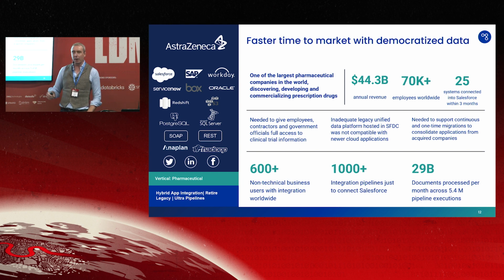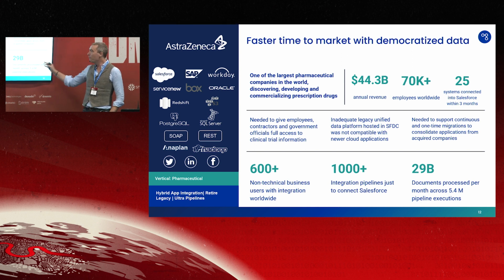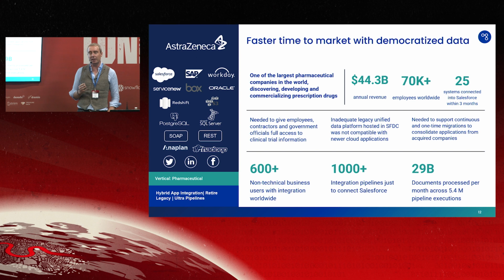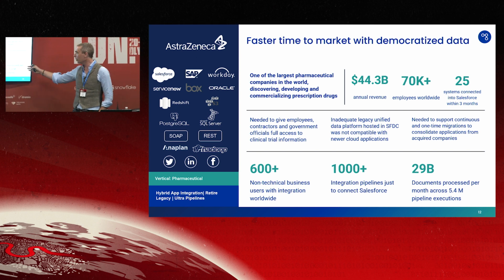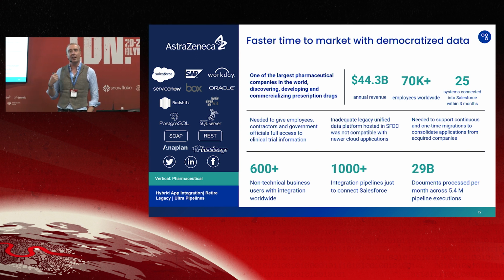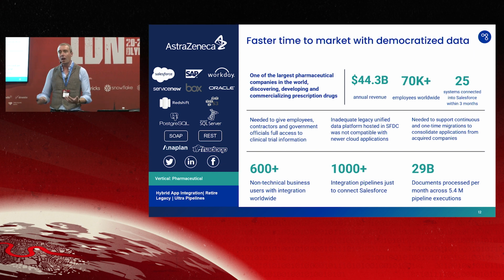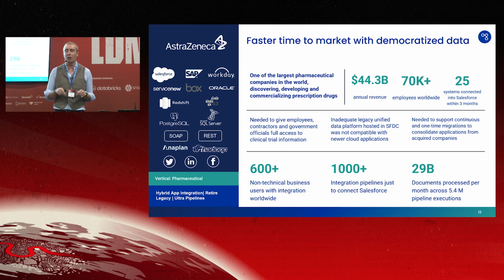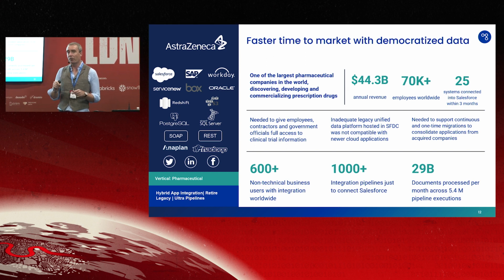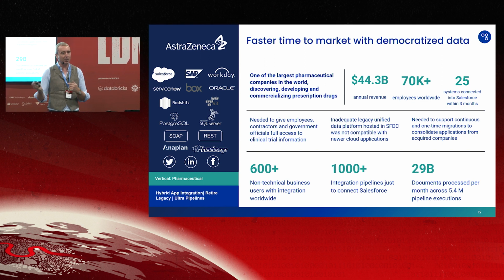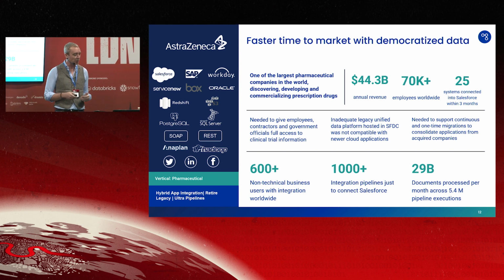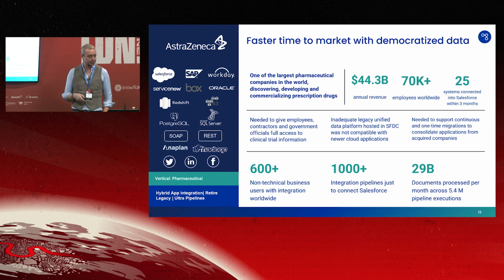They have over 1,000 pipelines going into Salesforce. Each one of those is somebody who had a requirement to access Salesforce data, and they will just click, click, click, and build that. They process billions of documents, tens of billions of documents per month across millions of pipeline executions. Again, each one of those is something that somebody in the organization needed, and because they had SnapLogic, they didn't have to start writing code or finding someone who would write the code for them and explaining to them what they needed. They were able to just get down to business, get started.